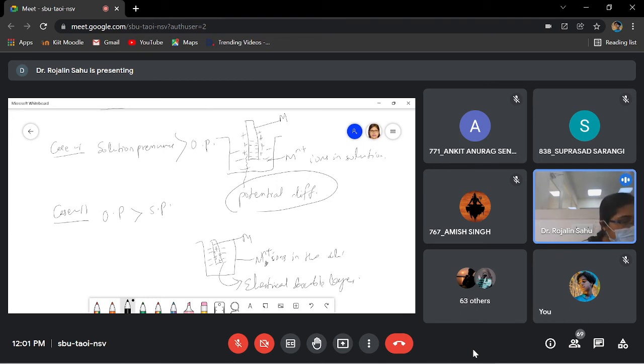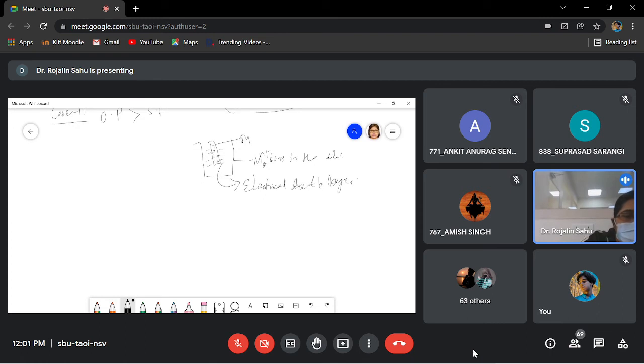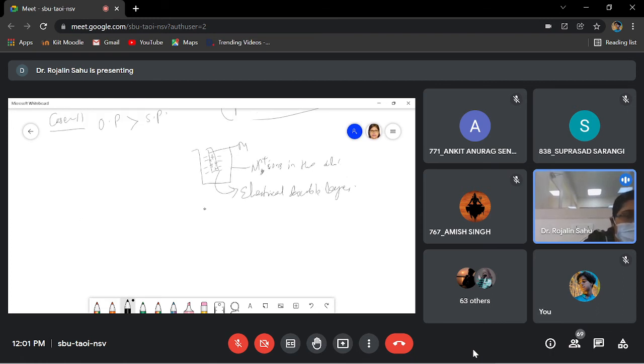And you know, cell potential is equal to the electrode potential at cathode minus electrode potential at the anode. So next we will discuss measurement of cell potential.